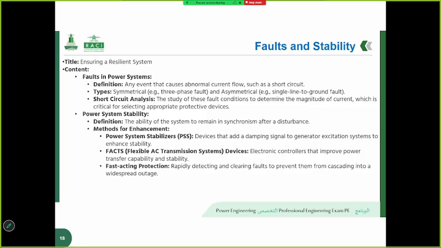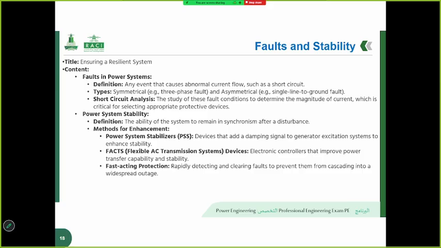Faults are categorized as symmetrical or asymmetrical. Symmetrical faults, such as a three-phase short circuit, affect all three phases equally and are relatively rare. Asymmetrical faults, like a single line to ground fault or a line to line fault, are more common and create an imbalance in the system.